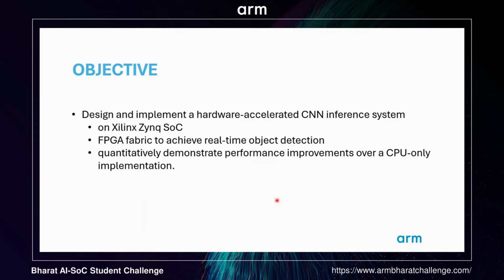The objective of this problem is to design and implement a hardware accelerated CNN inference system. For this, you will be using Xilinx Zynq SoC. The FPGA fabric will be used to achieve real-time object detection. You will have to quantitatively demonstrate performance improvements over a CPU-only solution.